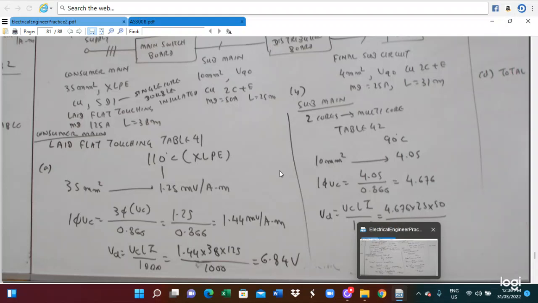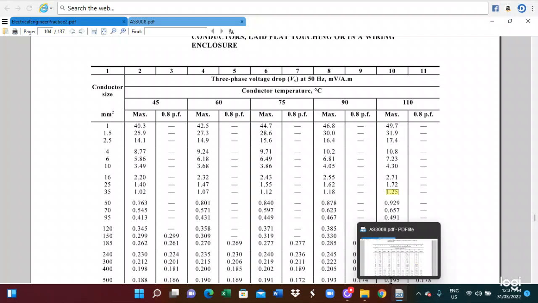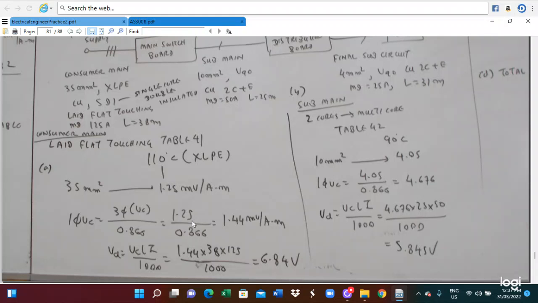So here is 35 millimeter square, 110. So what you have to use is 1.25 millivolt per ampere meter. So this is 35 millimeter square, 110 degrees centigrade. 1.25 is substituted, so substitute there 1.25.